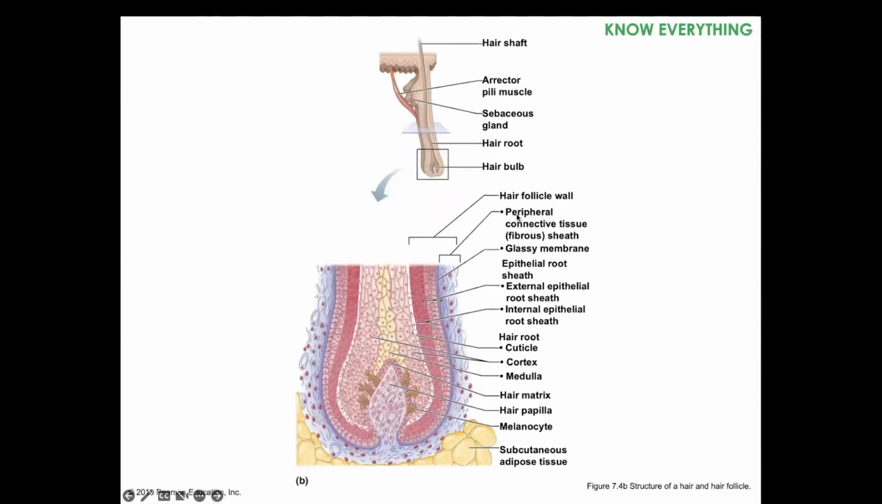This is a similar image to the one before, but do take note that there is an addition of the hair papillae and the hair matrix. Make sure you guys go over these two slides and can identify the different layers of the hair follicle.